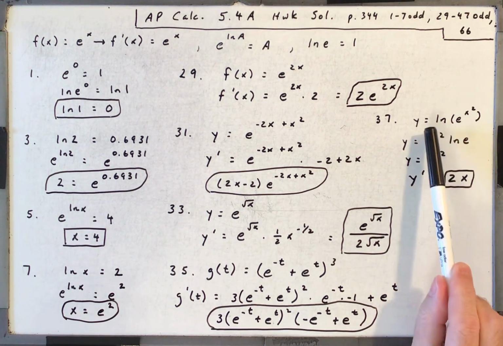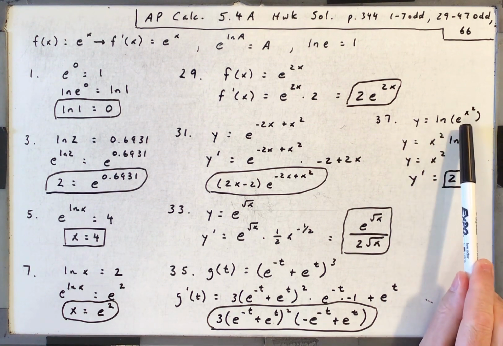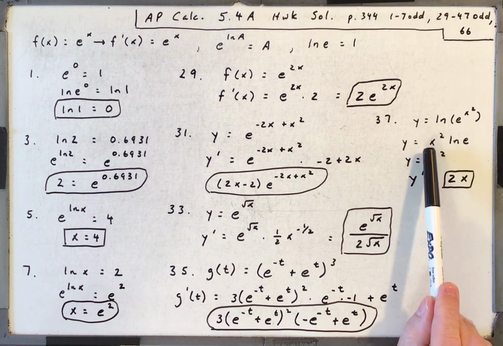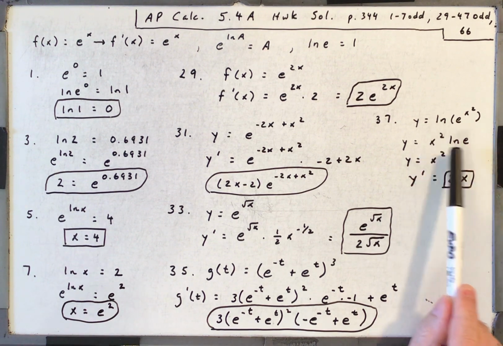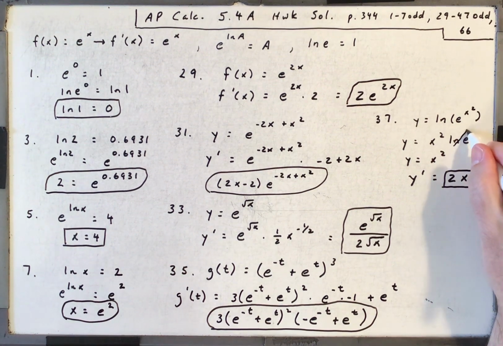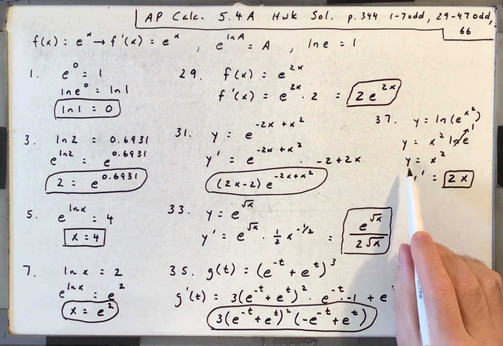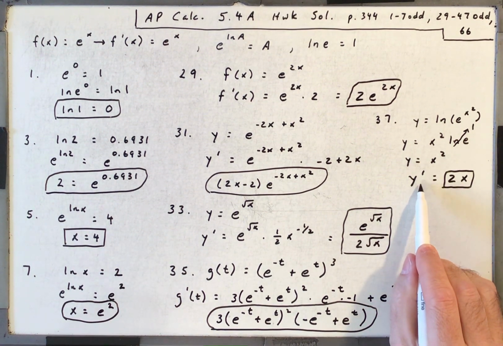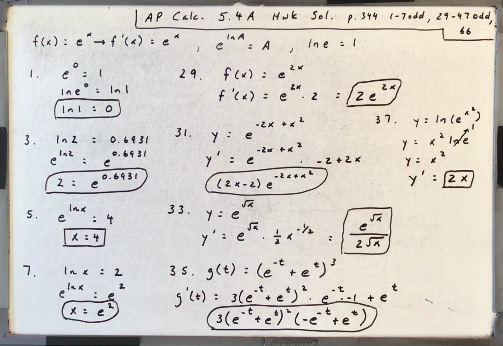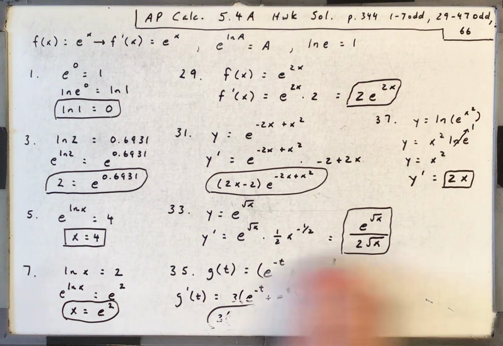And then 37, we have y is equal to the natural log of e to the x squared. The easiest thing to do is to bring that x squared as a coefficient out front. And then you have x squared times the natural log of e. You know the natural log of e is just 1. So y is equal to x squared. Y prime then would be 2x. So it'll save you a lot of work if you just rewrite.